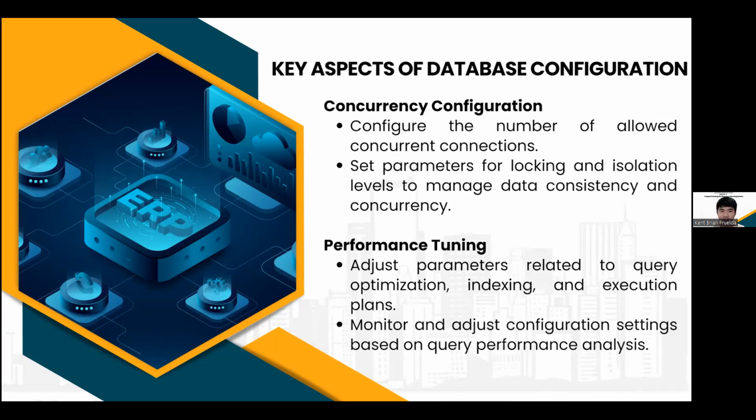Concurrency configuration. Configure the number of allowed concurrent connections. Set parameters for locking and isolation levels to manage data consistency and concurrency. Next, we have performance tuning. Adjust parameters related to query optimization, indexing, and execution plans. Monitor and adjust configuration settings based on query performance analysis. Next slide, please.